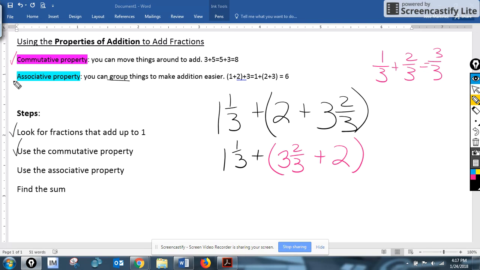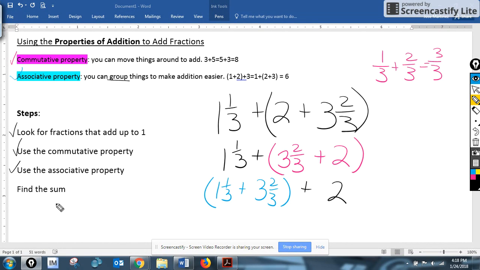So I'm going to do that in blue so that you can see what's going to happen. I'm going to write 1 and 1/3 in blue plus 3 and 2 over 3 in blue with parentheses because I'm using the associative property to group them together. So that means that the 2, all I did was leave it on the other side. So if you notice, the 2 started here, then it made its way to the end of this group, but then I took it out of the group, and that's okay. You can do that.